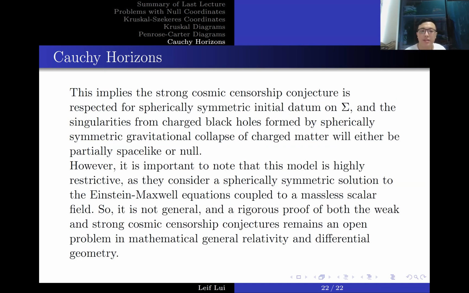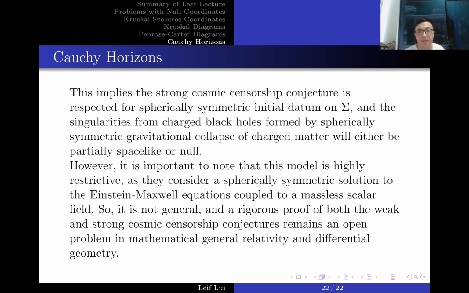This implies that the strong cosmic censorship conjecture is respected for spherically symmetric initial datum on sigma, and the singularities from charged black holes formed by spherically symmetric gravitational collapse of charged matter. Basically, let me rephrase that. The singularities from a charged black hole formed by a spherically symmetric collapse of charged matter will either be partially spacelike or null.